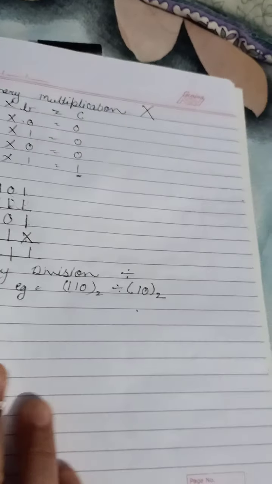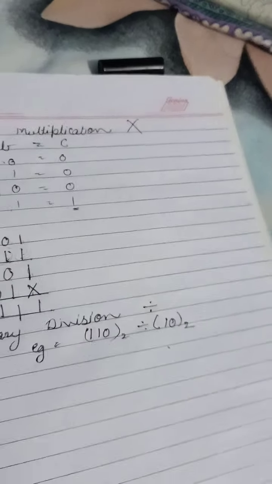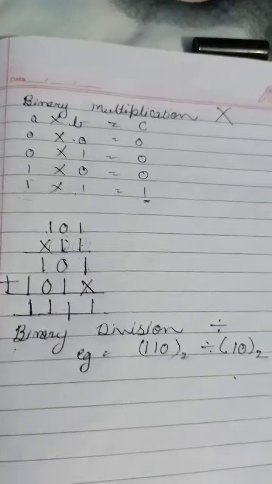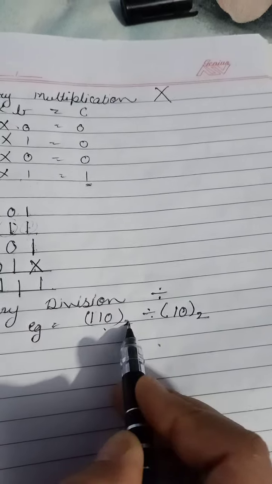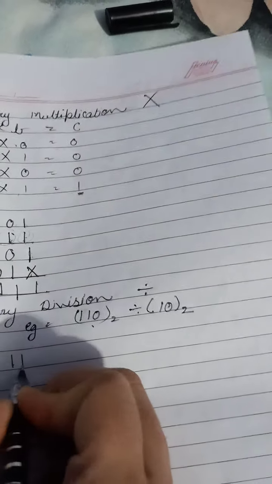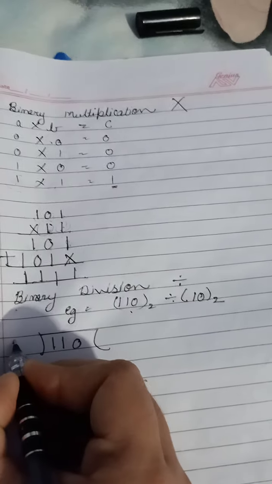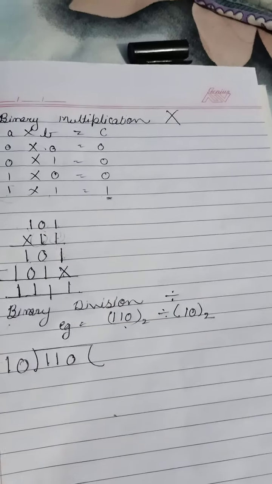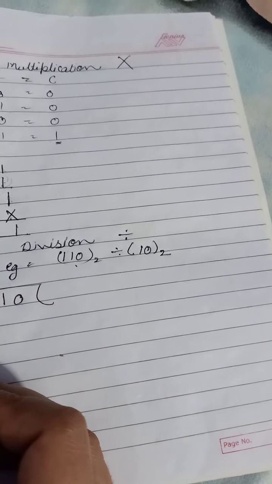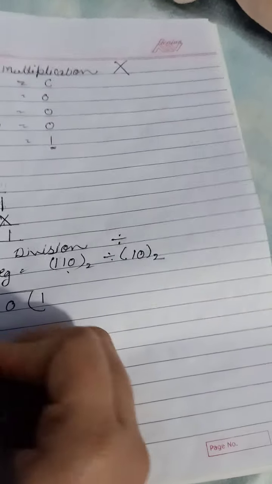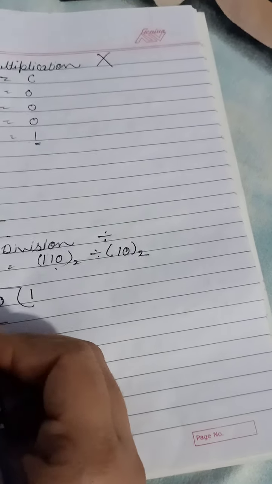Now we move to the binary division. The process is the same that we do in maths, but here we just remember that we are working on the two digits, that is 0 and 1. You can see that I have written the example 110 divided by 10. We write this 10 here. Now we divide this 110 by the 10. So we can write 10 ones are 10. Now perform the subtraction. 1 minus 0 is 1, and 1 minus 1 is 0.